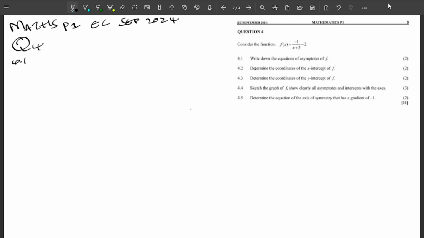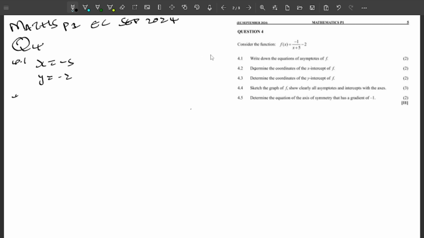So 4.1 states: write down the equation of the asymptotes of f. So the asymptotes of f: x is minus 5 and y is minus 2. For someone who doesn't understand, remember that with the x plus 5, when we're looking for the asymptote, we set it equal to zero. That's why I said it's minus 5.